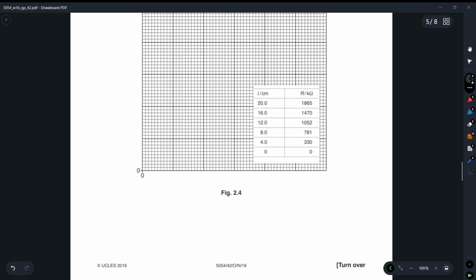So on the x-axis, we're going to go from 0 to 20. We can go with 5, 10, 15, 20. That would be too small. So we're going to have to go with 4: 4, 8, 12, 16, and 20. We need to use more than half, and from 0 to 20 we are, of course, using more than half the graph.